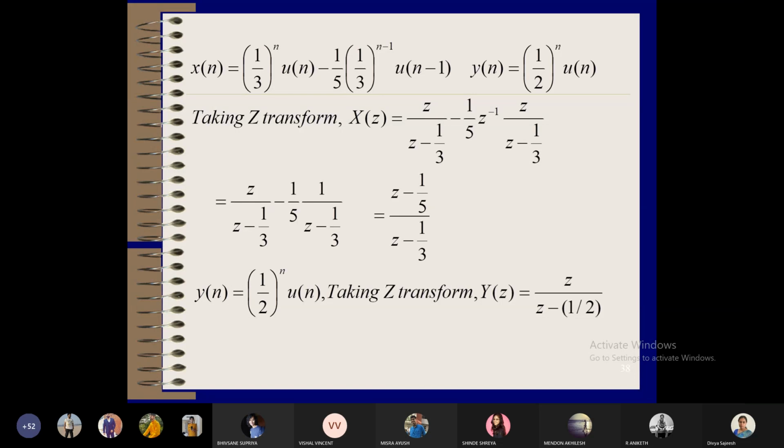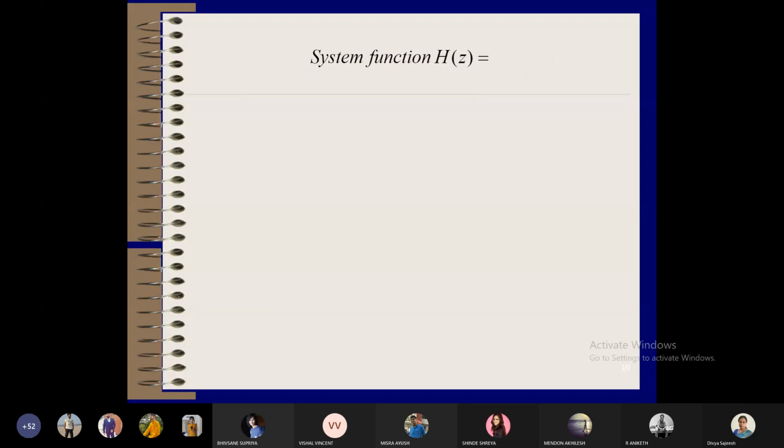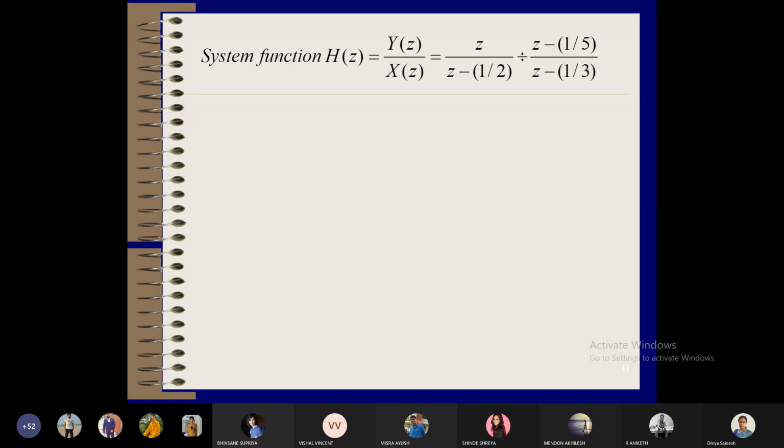Now from the input and the output z transform equations, you will obtain the system function or the transfer function, which is y of z by x of z. You have to divide y of z by x of z. So finally, you will get h of z as z into z minus 1 by 3 upon z minus half into z minus 1 by 5.